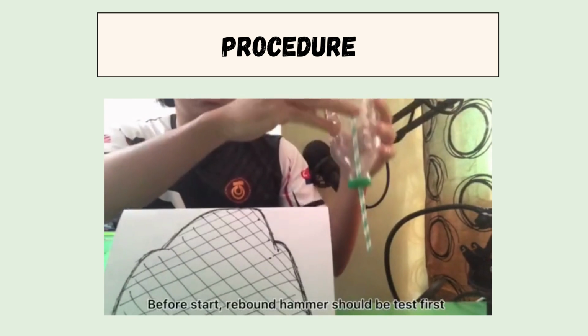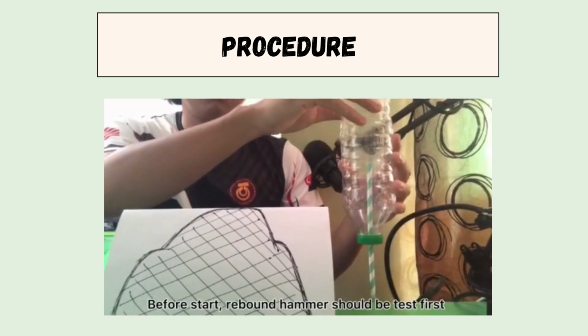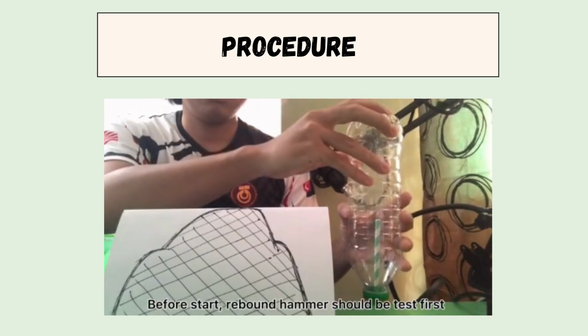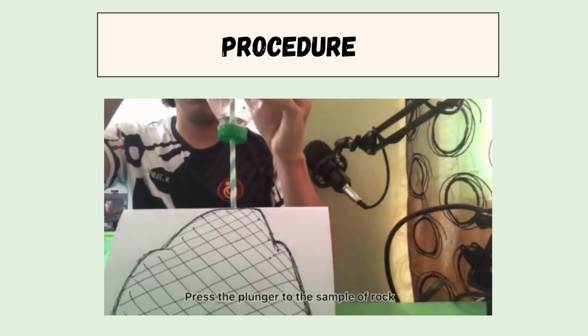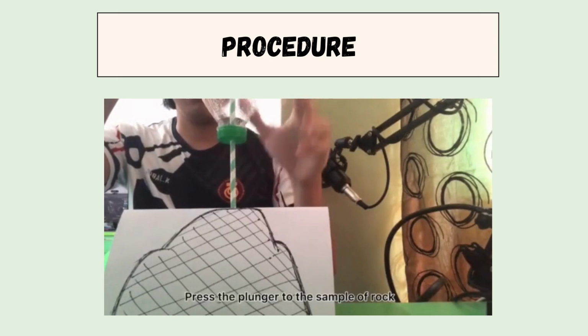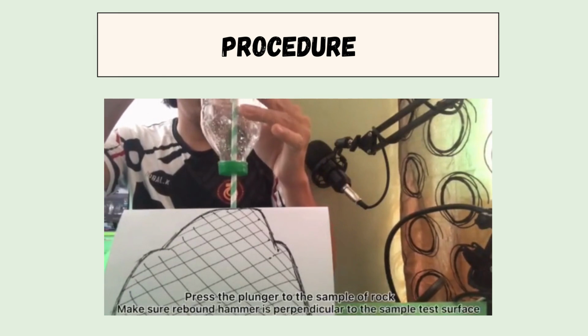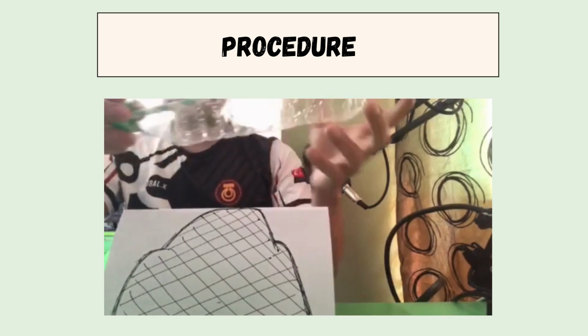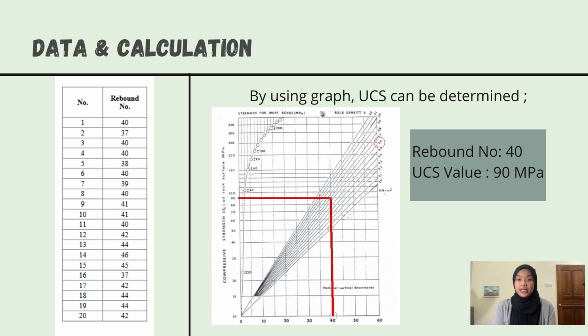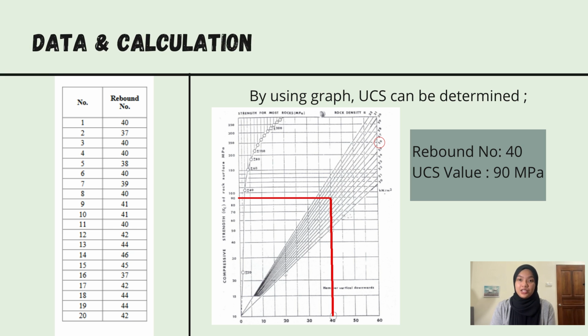Before starting the experiment, the rebound hammer should be tested first. After that, press the plunger to the sample of the rock and make sure the rebound hammer is perpendicular to the sample test surface, and then record the data. Next, we will proceed with the calculation for the Schmidt rebound hardness test.